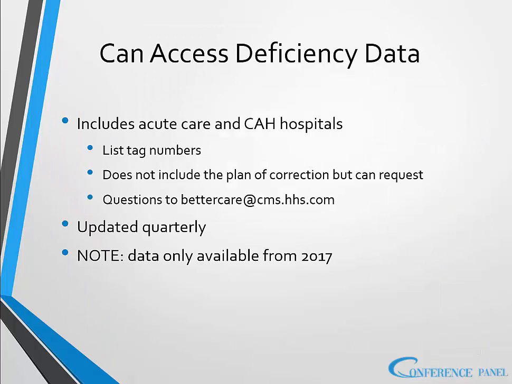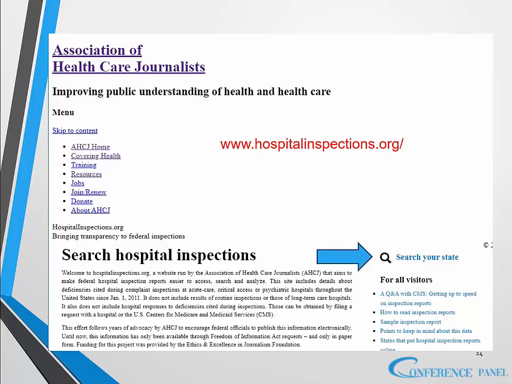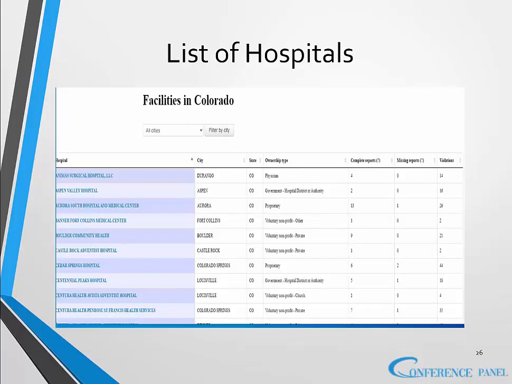Real quick on deficiencies. I mentioned you don't ever want to get one of those deficiency reports. Another way is through hospitalinspections.org. This one is from the Association of Healthcare Journalists, and you can search it by your state, which will bring up a whole list of all your hospitals.